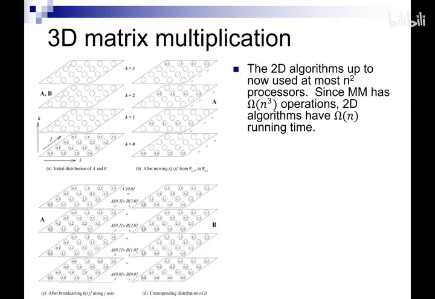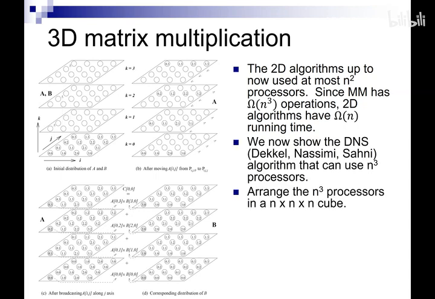Okay, so we're going to do one more matrix multiplication algorithm. This is going to be called the 3D matrix multiplication algorithm. Previously, all of the previous algorithms were only scaling up to n squared processors. But the total amount of computation you have to do in matrix multiplication is n cubed. So since you can only use up to n squared processors, all of these algorithms are going to have at least omega n running time, the total number of operations divided by the total number of processors. There's no way to get sublinear running time.